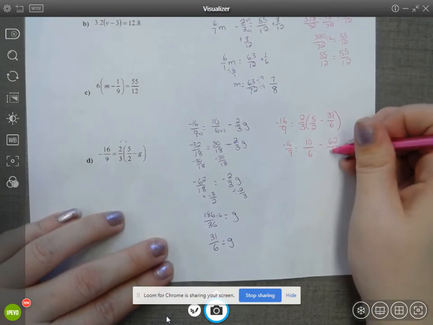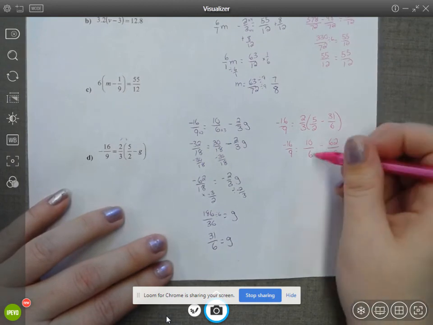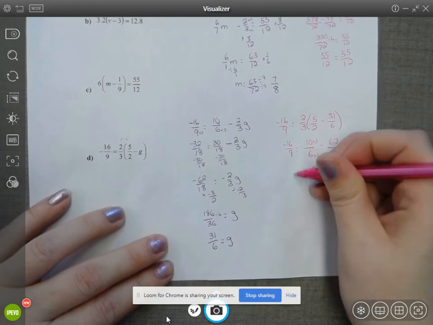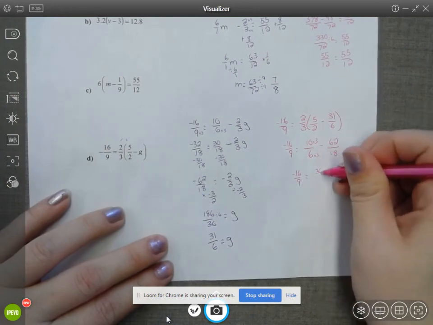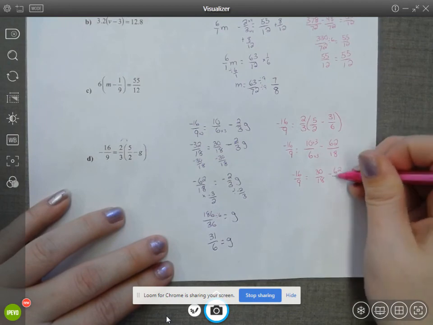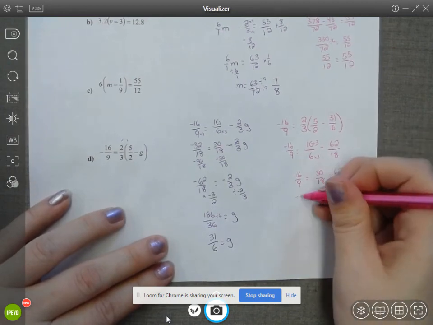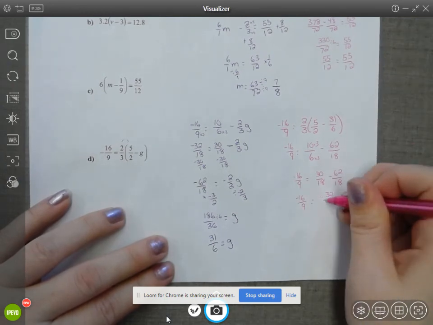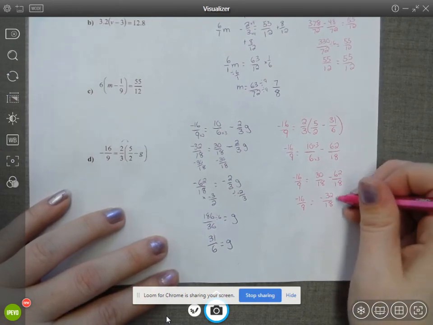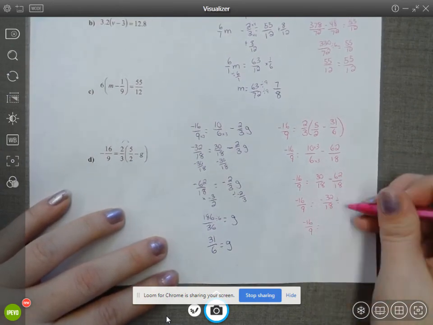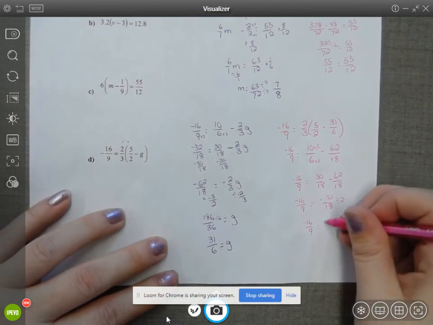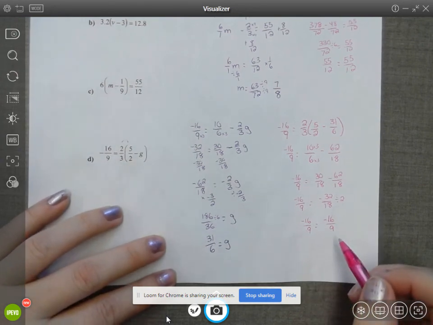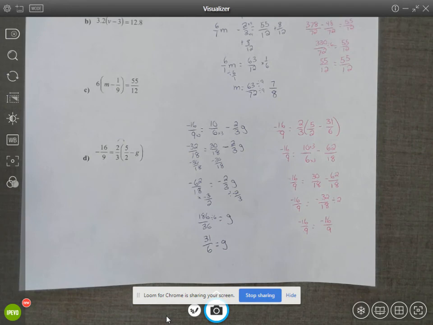3 times 6, 18. I need to have a common denominator. 6 does go into 18, so I can multiply by 3. So negative 16 over 9 is equal to 30 out of 18 minus 62 out of 18. And then I can group my numerators together, which will give me negative 32 out of 18. And if I simplify this by dividing by 2, it does in fact give me negative 16 out of 9. And because my final answers are equal, I know that I have correctly found the solution.